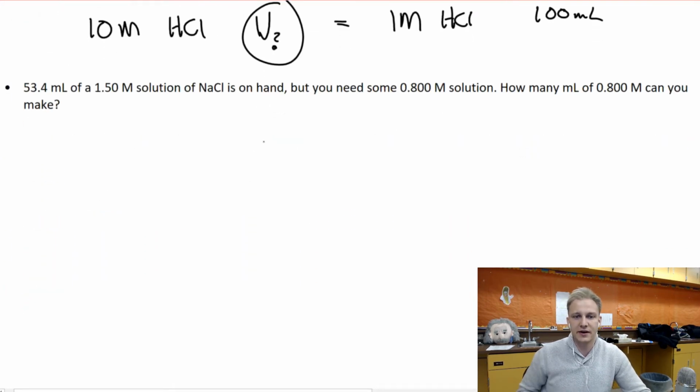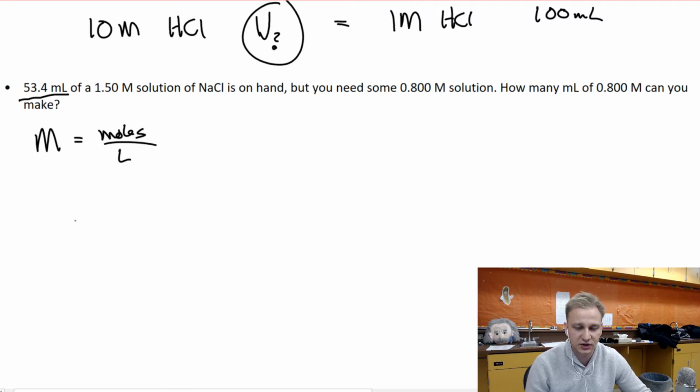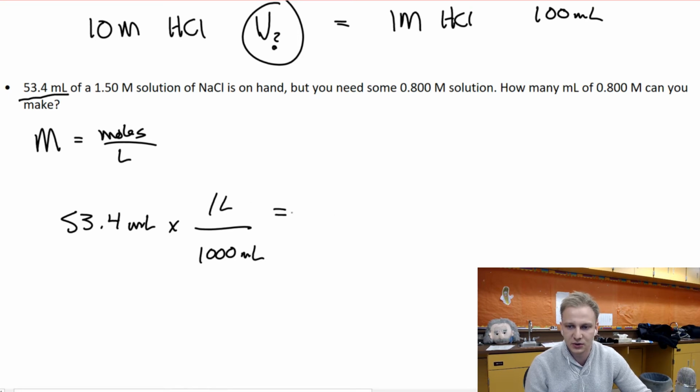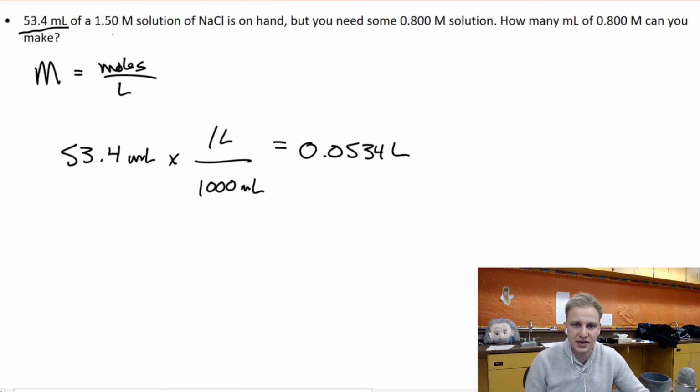So we have a dummy question here. We have 53.4 milliliters of a 1.50 molarity solution of sodium chloride on hand, but you need some 0.800 molarity solution. How many milliliters of a 0.800 molarity solution can you make? Right away I can see that we're in milliliters here, and it's key to remember that molarity is moles per liter. So we need to convert that 53.4 milliliters into liters. If we do the time sign line, we can see that 1,000 milliliters is equal to 1 liter. So this is equal to 0.0534 liters in total.